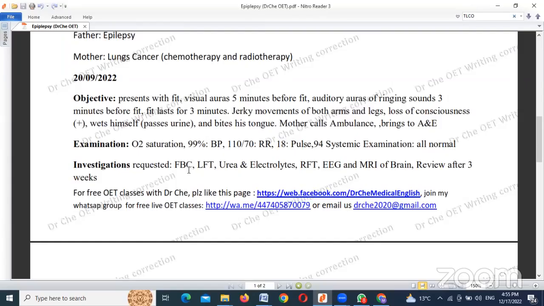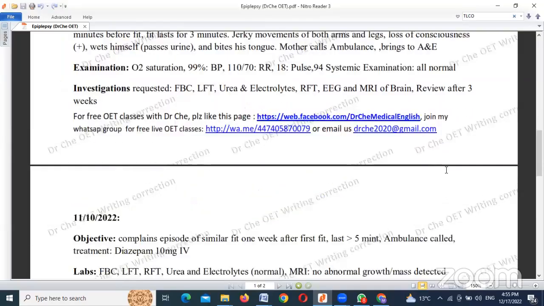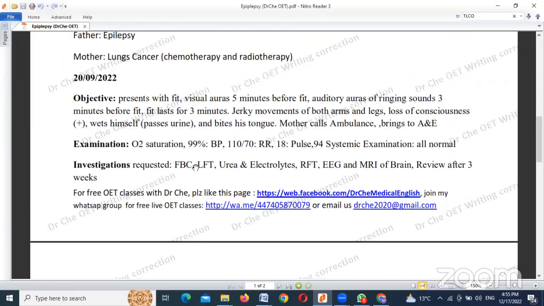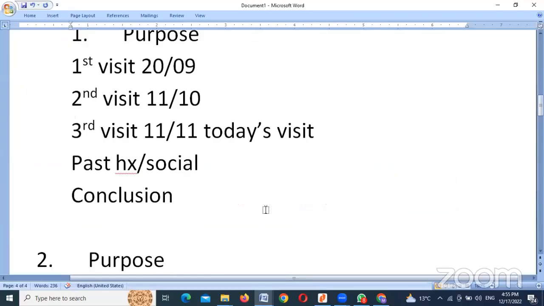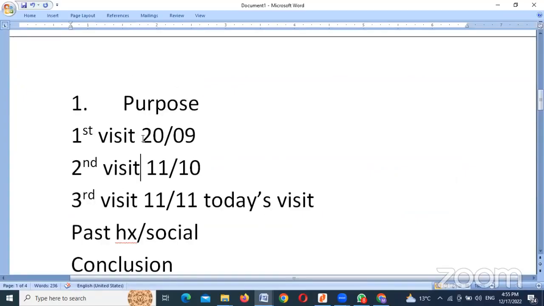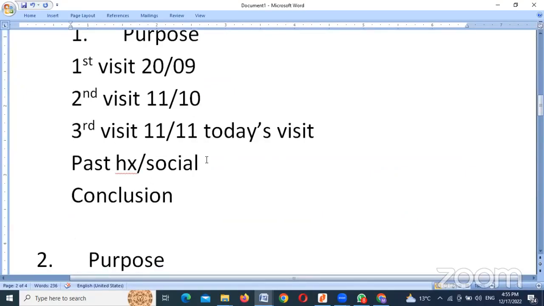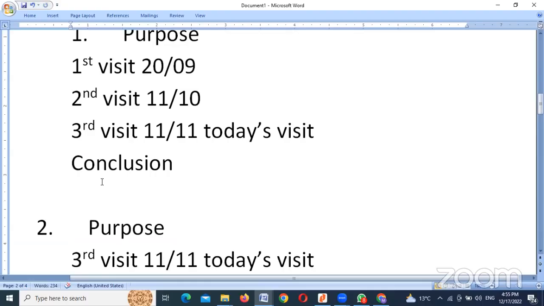We have done some investigation and we have done a review after 3 weeks. Even I can write a little bit about what treatment we have given. But anyway, the thing is that just write what is written there. Okay, so what is the main issue? The first issue was how to organize the letter. So you have decided to write purpose, first visit, second visit, third visit, and social history is not needed here. Then you will write the conclusion.